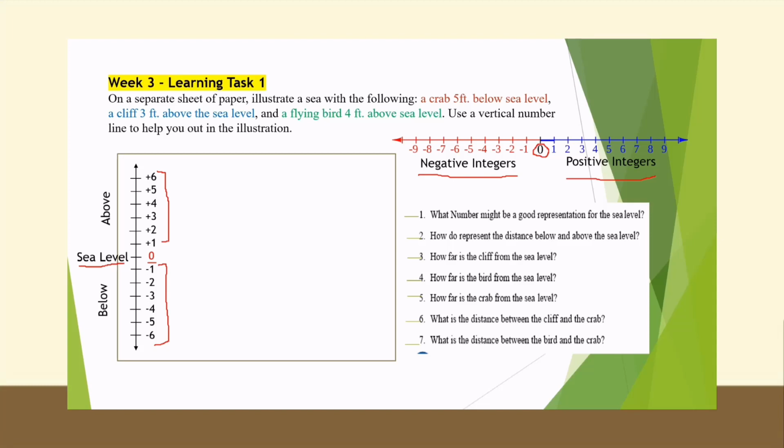To complete the illustration, you need to draw a sea. Sea level. Now, it's time for you to draw a crab which is 5 feet below sea level. Remember, below sea level. Next to draw is a cliff that measures 3 feet above sea level.